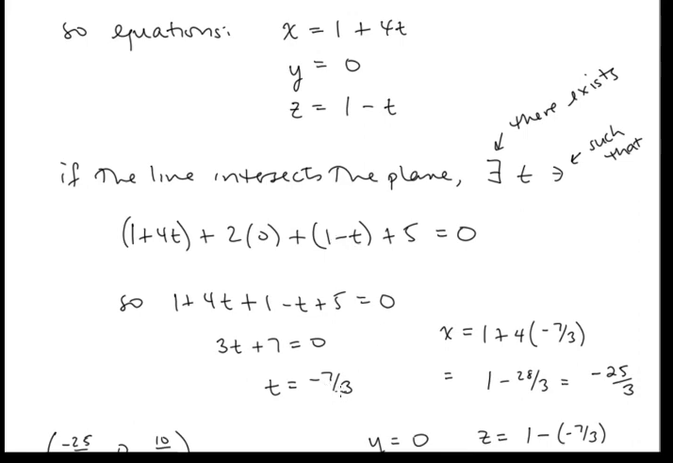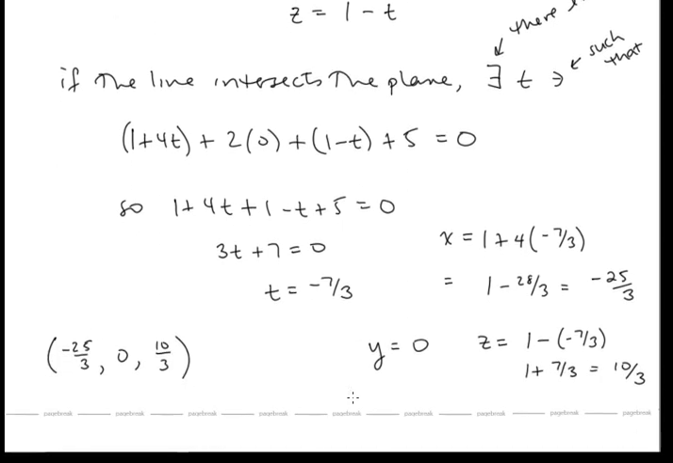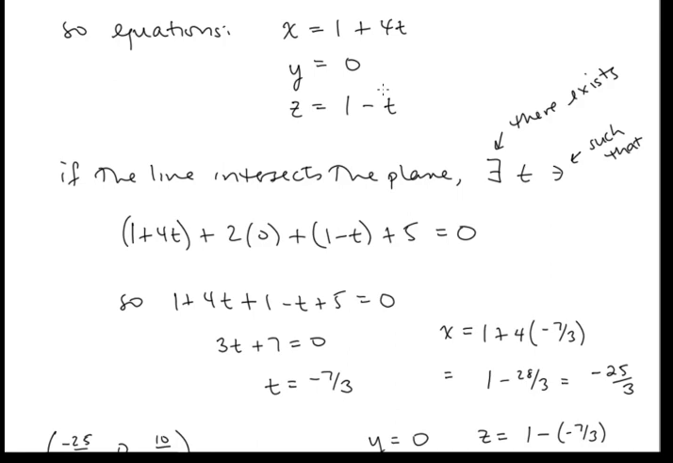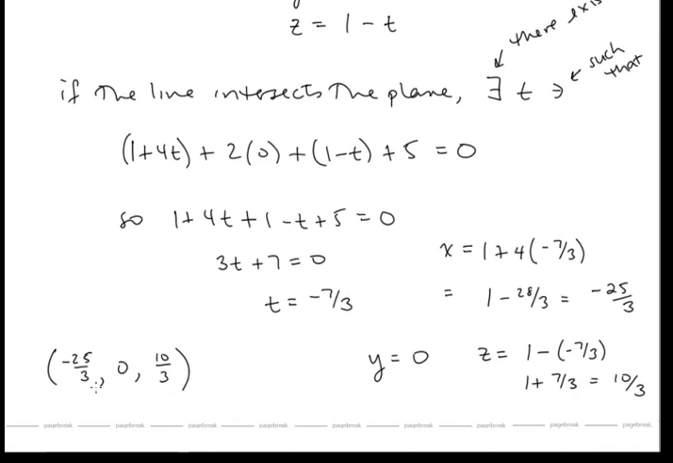We get t is equal to −7/3. Well, that doesn't answer the question quite yet. We were asked at what point the line and plane intersect. So we need to take our t value and plug it in and find x, y, and z. And we find that that point is (−25/3, 0, 10/3). And this concludes our lesson on planes.